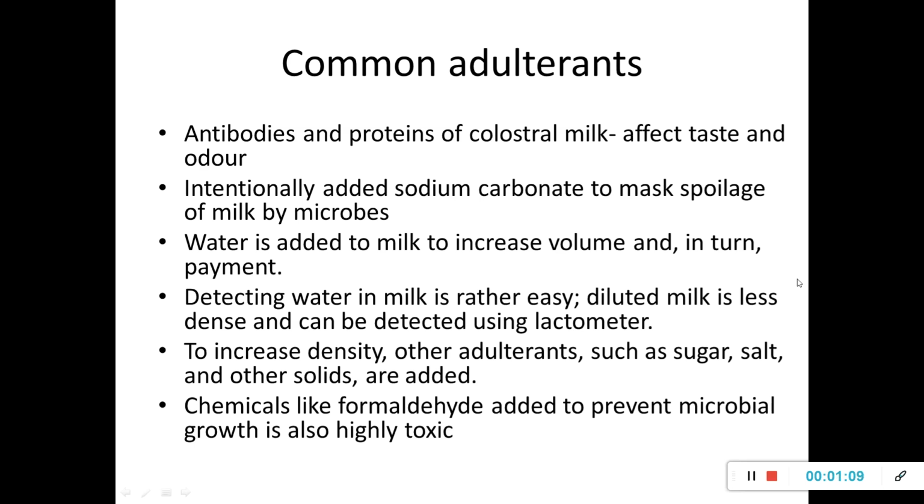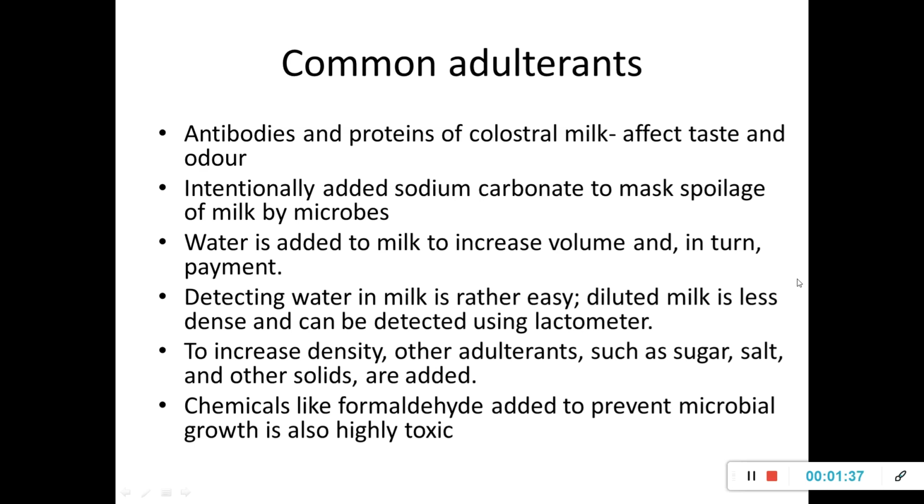But quite often this is easily detectable because the diluted milk is less dense and it can be detected using a lactometer. Now, to increase the density, people also add other adulterants such as sugar, salt and other solids, and there are tests to analyze them too. And we can also see that sometimes, to prevent microbial growth, toxic chemicals such as formaldehyde are also added to the milk.